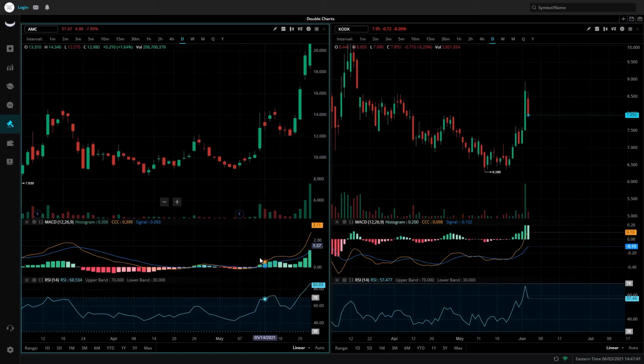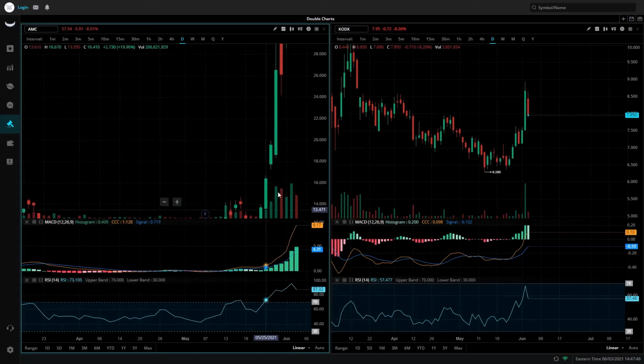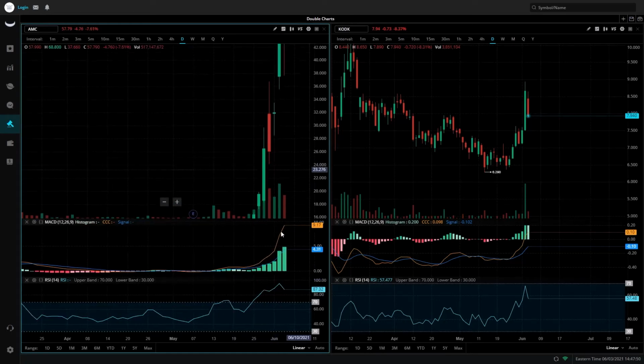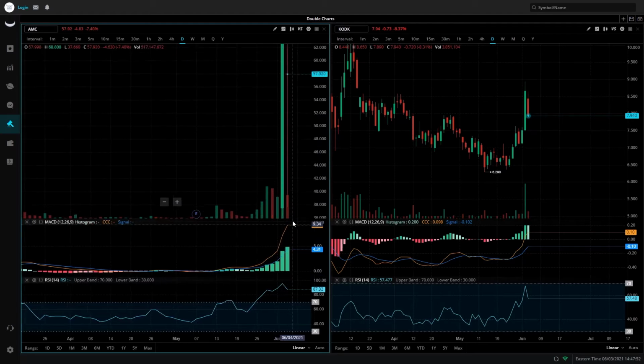Next move up, you have higher levels of strength, higher levels of momentum. This is where traders would get in. You get in, you ride it all the way to the top, and then RSI is around 95. 95 would be right here.